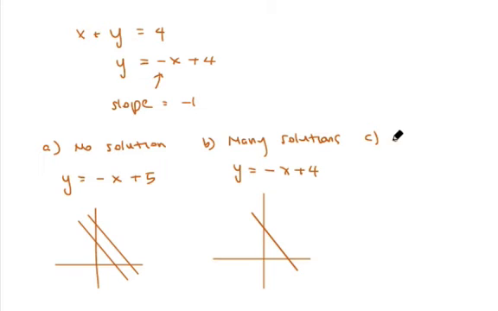Part C is for one solution. And so that means that if it looks like this, the other line looks like this, for example, and so there will be one point of intersection. So that will be any slope that's not minus x. So I'm just going to put positive x and maybe plus 3. Doesn't really matter.